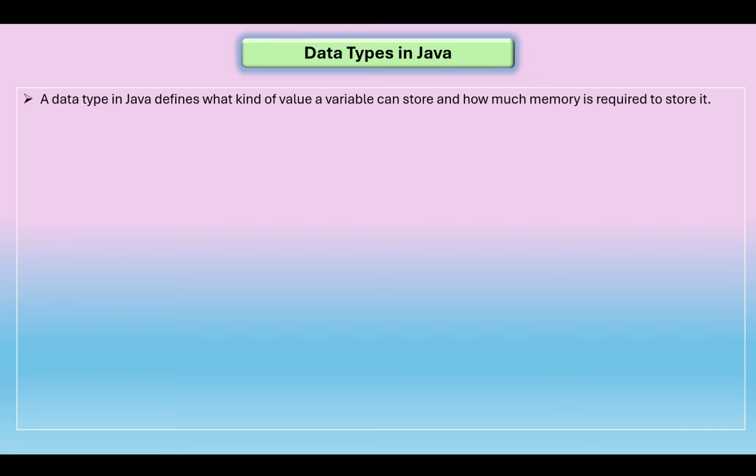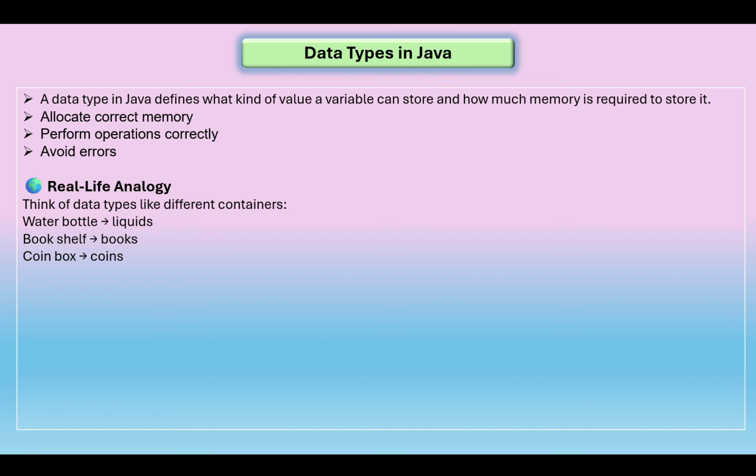So what is a data type? A data type defines what kind of value a variable can store and how much memory is required to store it. And now, why do we need data types? Data types are required so that a program can allocate correct memory, it can perform operations correctly, and it can avoid any kind of errors.